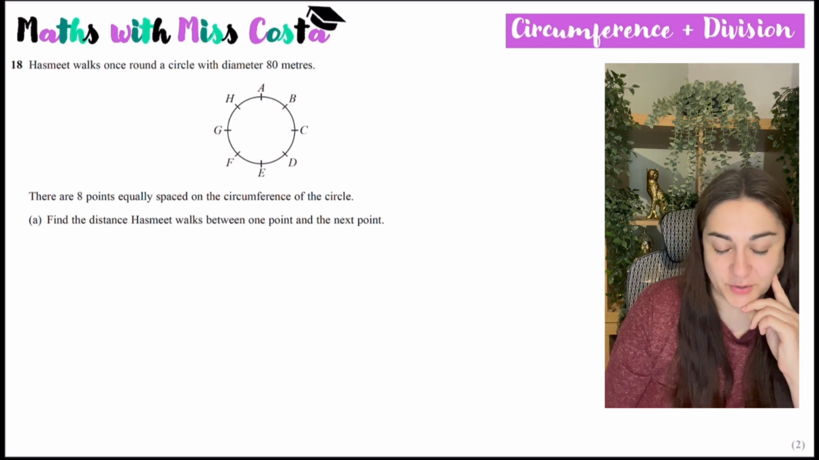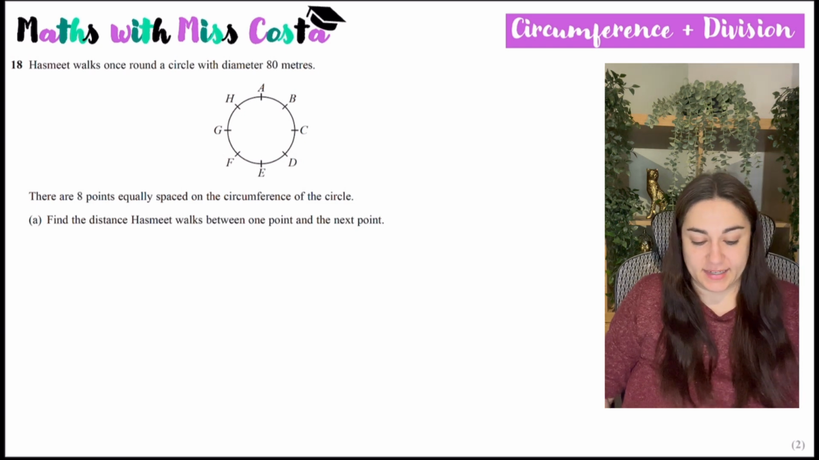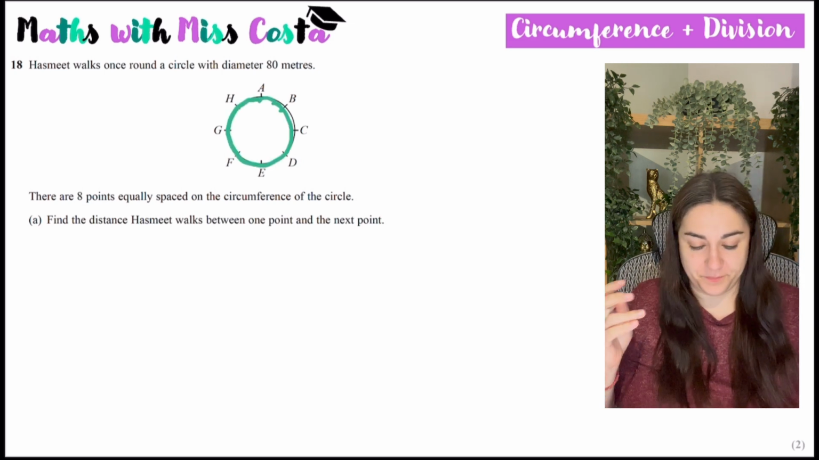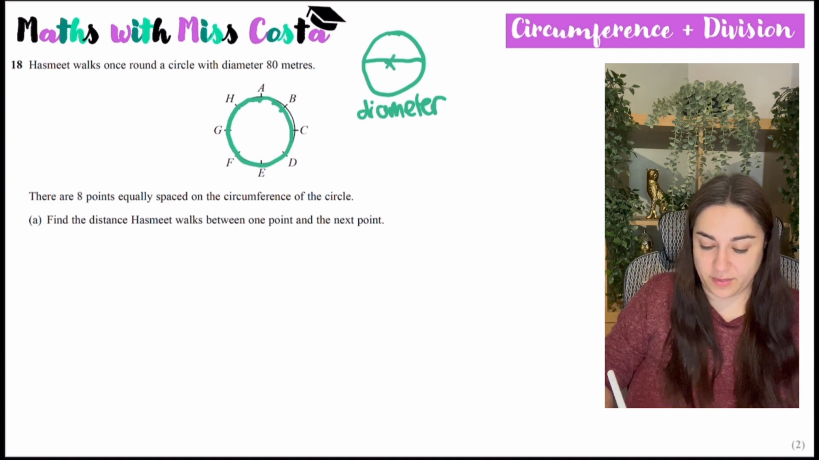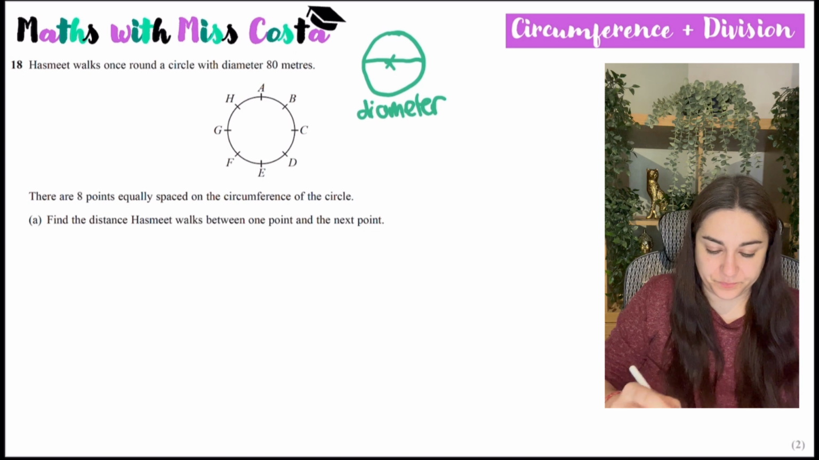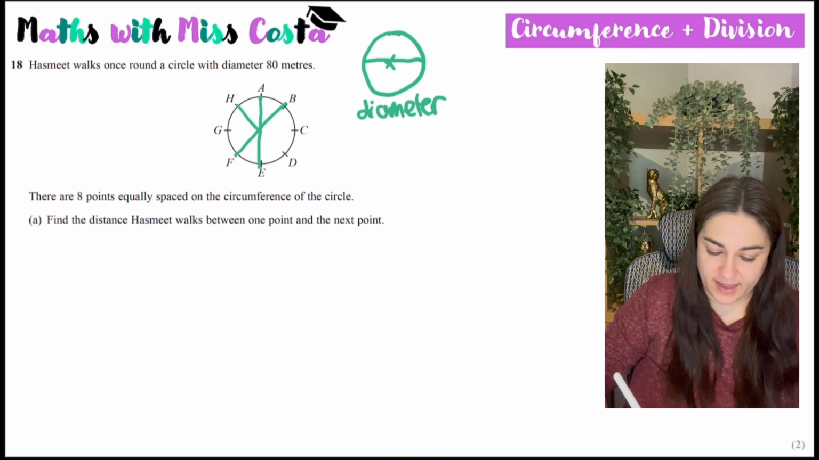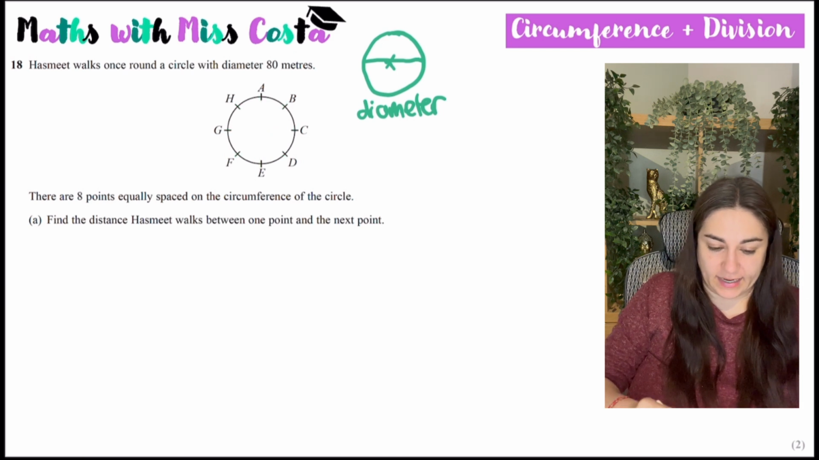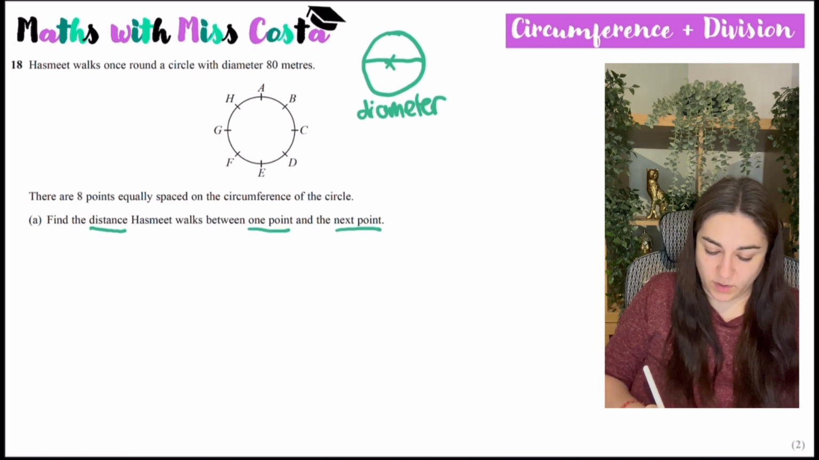Okay. Here I am told that Hasmi walks once around a circle with a diameter of 80 meters. So essentially, if she walks once around it, she's walked all the way over here. And I know that the diameter of this circle is 80 meters. The diameter is the line that goes from one side of the circle to the other, and it goes straight through the center. And that has a length of 80. So that means that the line from here to there is going to be 80, or from here to there, basically from any edge of the circle to the other. There are 8 points equally spaced on the circumference of the circle. Find the distance Hasmeet walks between one point and the next point.